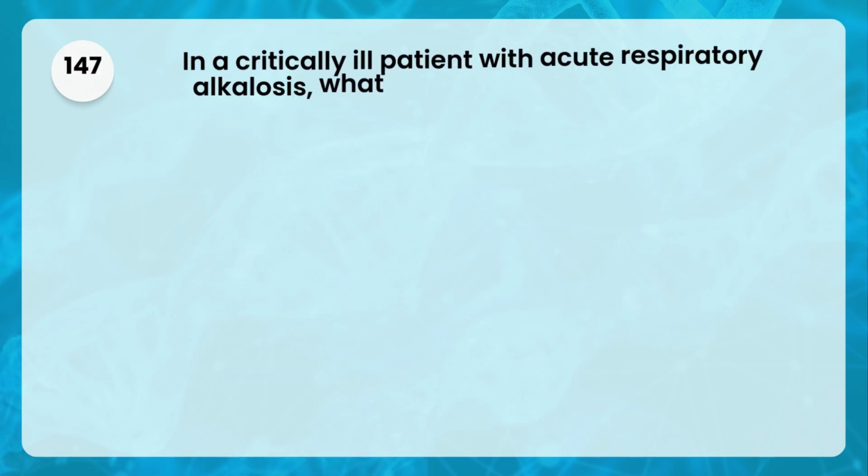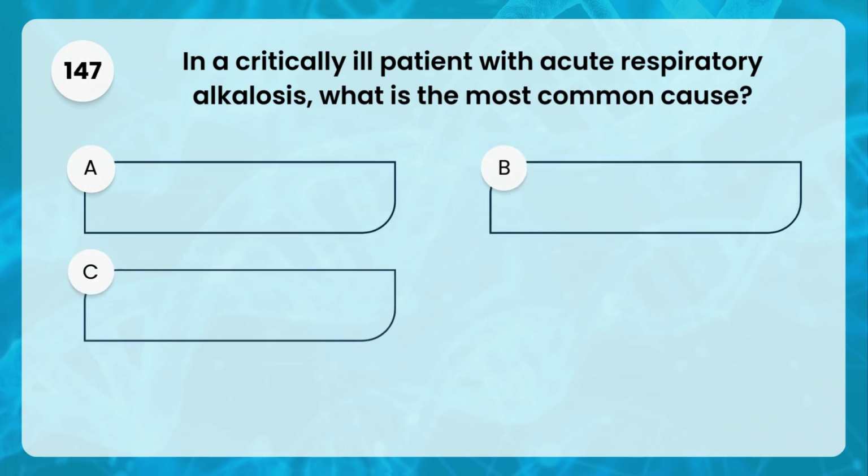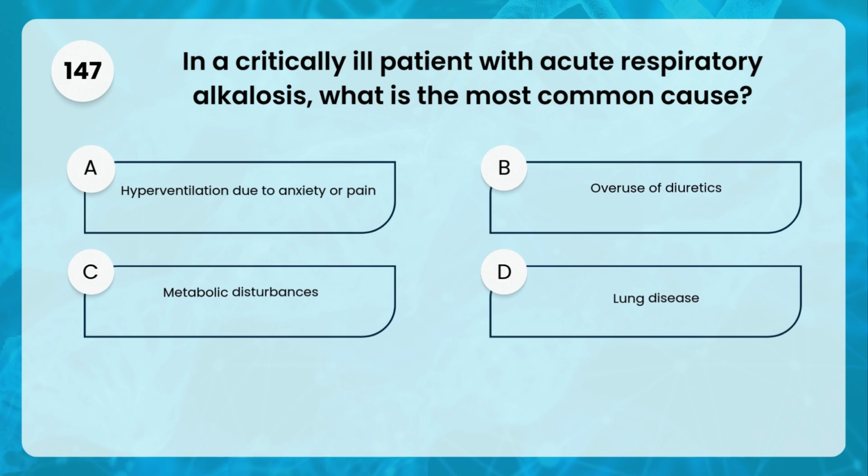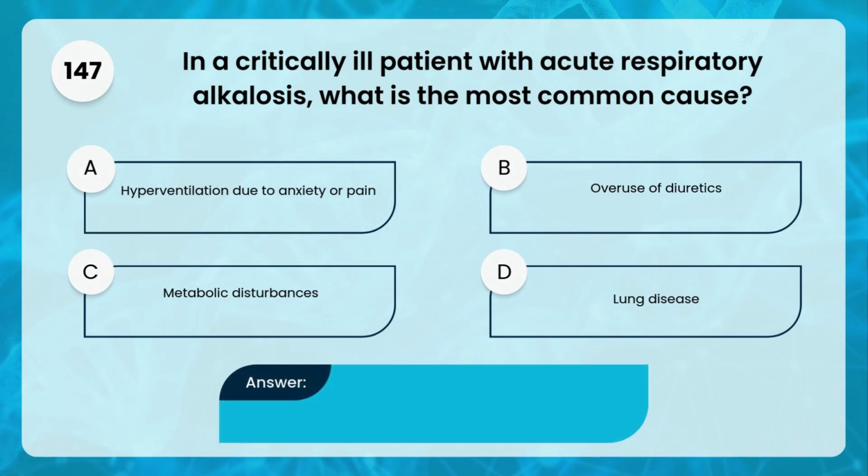Number 147. In a critically ill patient with acute respiratory alkalosis, what is the most common cause? A. Hyperventilation due to anxiety or pain. B. Overuse of diuretics. C. Metabolic disturbances. Or D. Lung disease. The answer is A. Hyperventilation due to anxiety or pain.